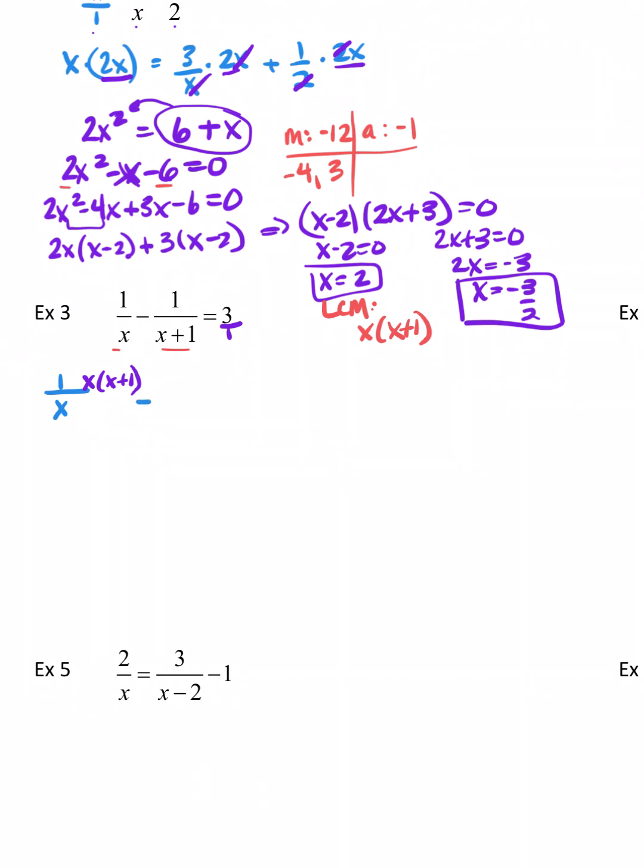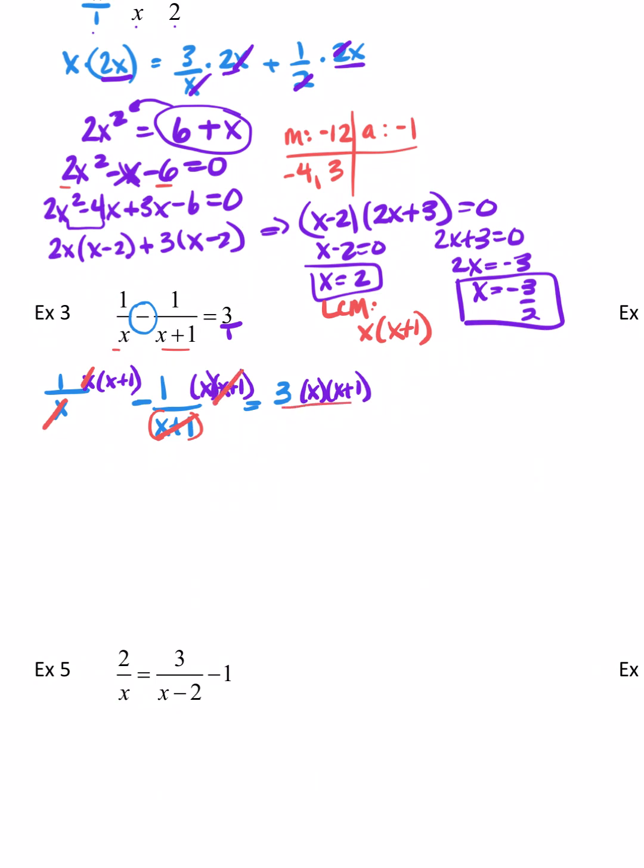Don't forget the minus right here in the middle. Be aware: minus 1 over x plus 1 times our least common multiple equals 3 times x plus 1. All right, so it looks a little crazy, but look, let's do some reducing. These x's will cancel out. This whole x plus 1 binomial will cancel out.